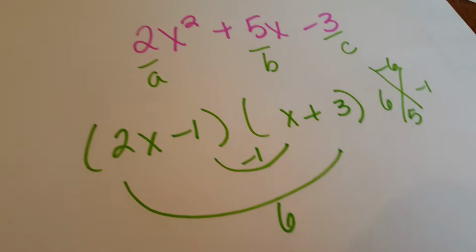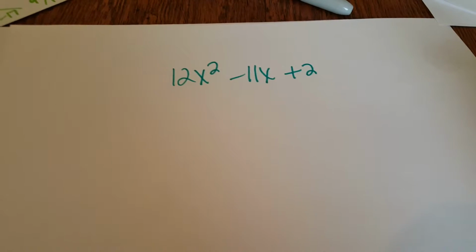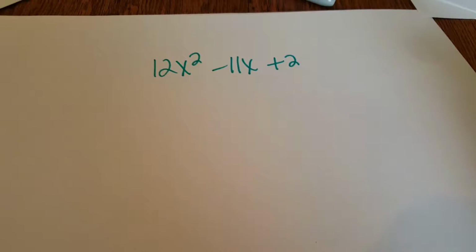All right, let's look at another example. Let's step it up a bit. Let's make it a little more difficult. Let's try this one: 12x squared minus 11x plus 2. Here again, no GCF. That's got to come out first. So let's go.